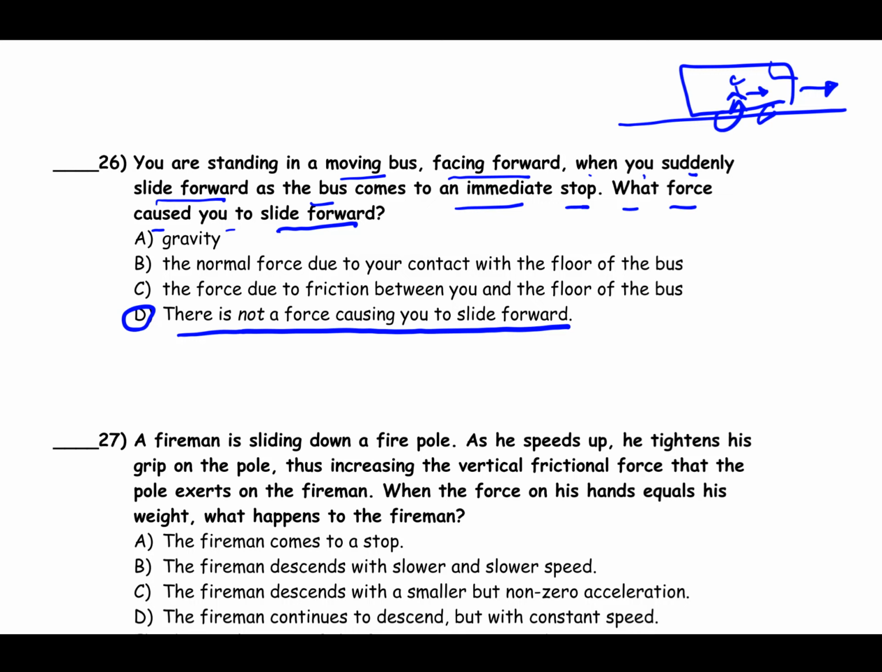An object at rest wants to stay at rest, and an object in a state of motion wants to continue in a state of motion. Inertia is the tendency of an object to resist any change in its state of motion. So there is no force for that. So the answer is D.